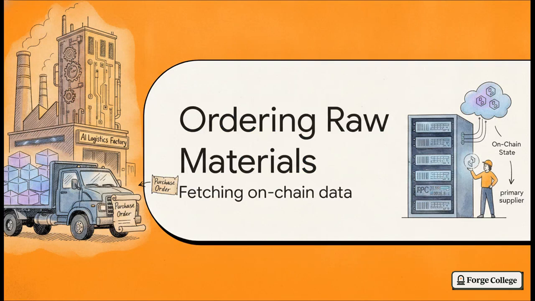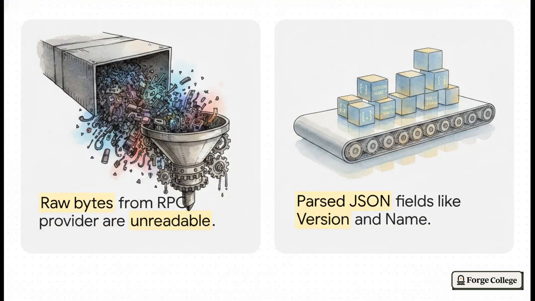All right, stage 1, ordering raw materials, or in our case, fetching on-chain data. So if we want our AI to make decisions, we have to fetch the on-chain state via an RPC endpoint. It's basically like handing a purchase order to our primary supplier. But here's the core problem. When that delivery finally shows up, the RPC node just hands us a string of raw, unintelligible hex bytes. I mean, an AI agent cannot read that. It is absolute gibberish. What it desperately needs is a clean, perfectly parsed JSON object. We have to map those raw materials into specific, understandable fields, things like version, timestamp, and name.